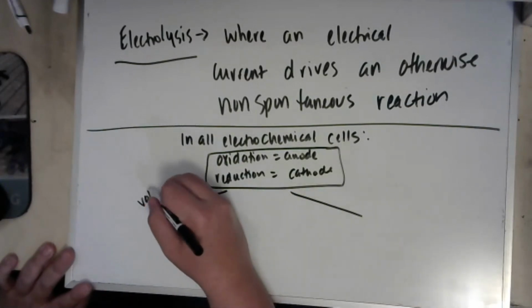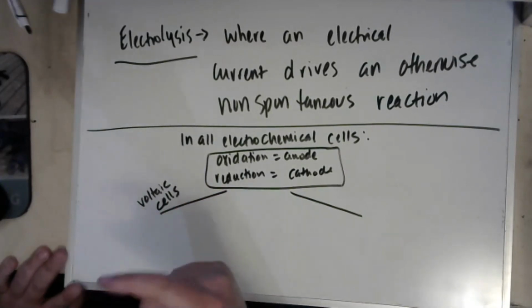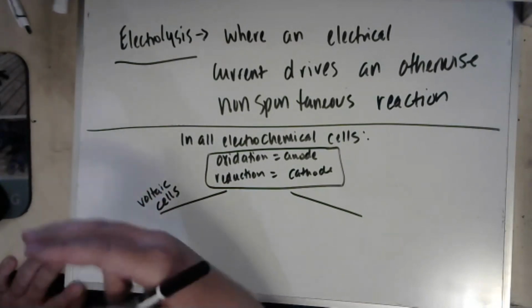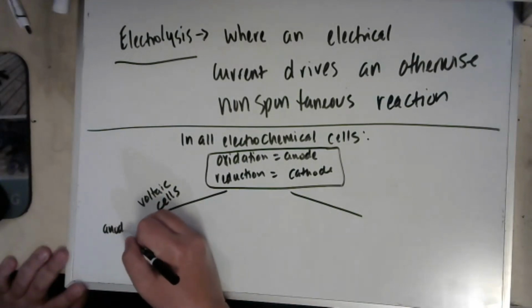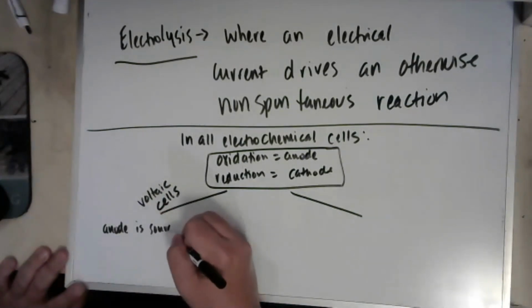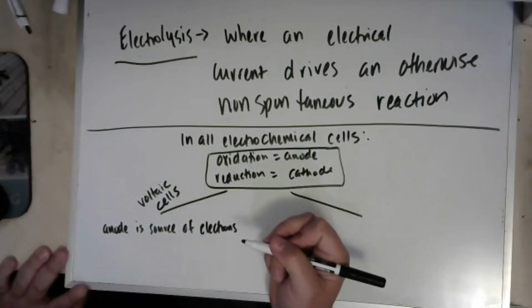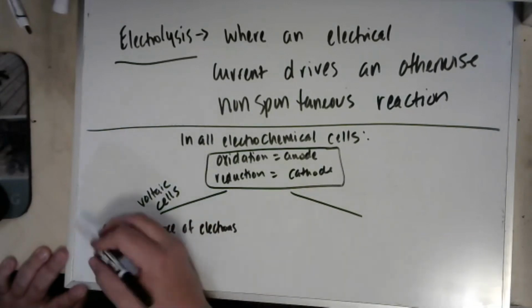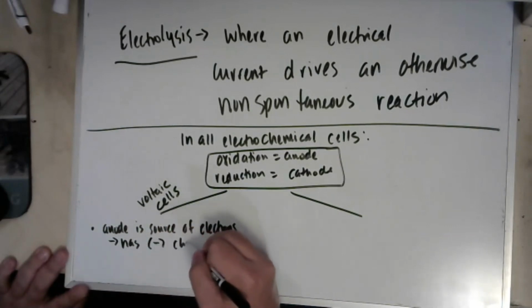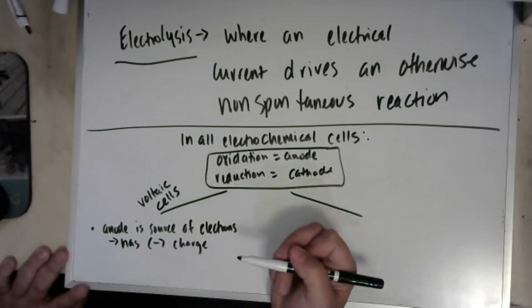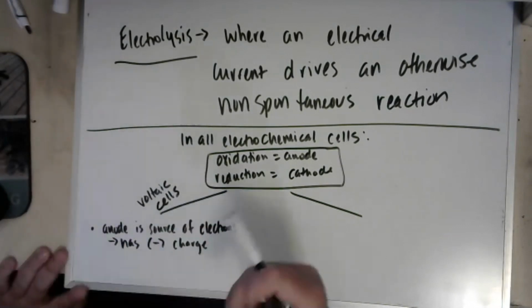So in a voltaic cell, which are the ones that we were looking at before, our anode is going to be its own source of electrons. So the anode is going to have a negative charge. All right, and the cathode has a positive charge, and it's going to pull the electrons.